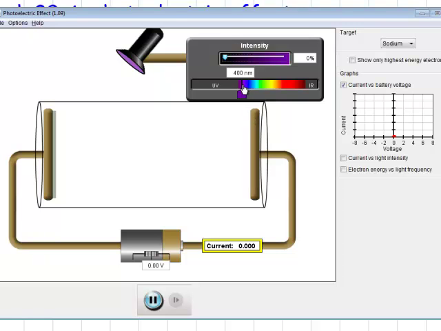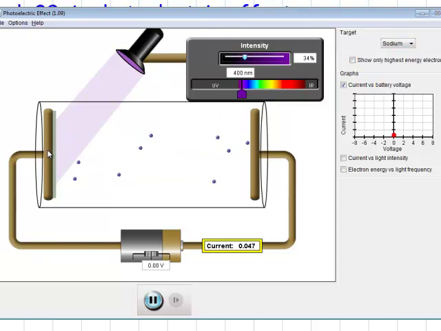For example, there's incident light here at 400 nanometers, and the intensity is increased, and so the photons are shining onto the surface, and they are absorbed by the electrons that are inside the metal. The metal at this point here is sodium, which is the same as given in the problem.